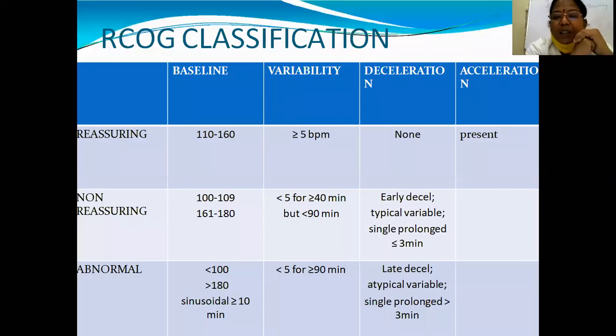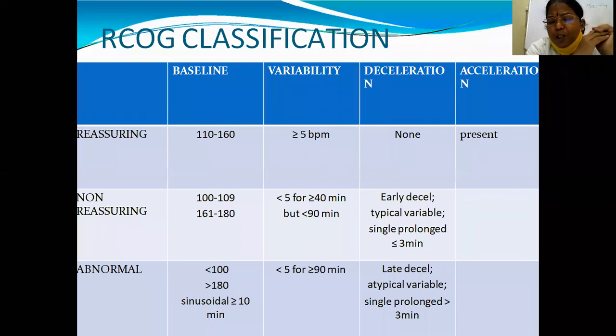RCOG classified it as baseline, variability, deceleration, and acceleration. A reassuring pattern is when the heart rate is 110 to 160, variability is more than 5 beats per minute, there are no decelerations, and accelerations are present. This is a reassuring CTG.